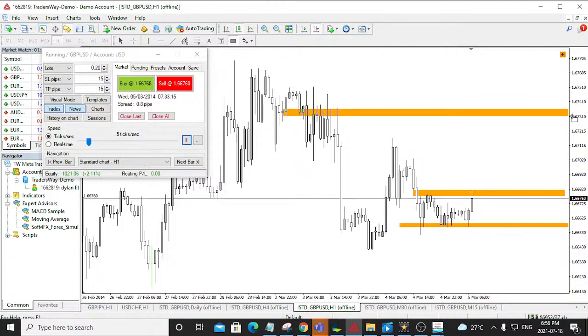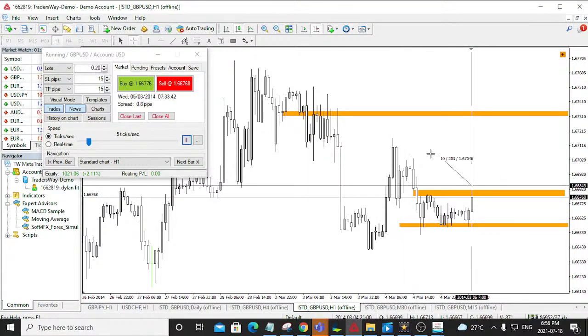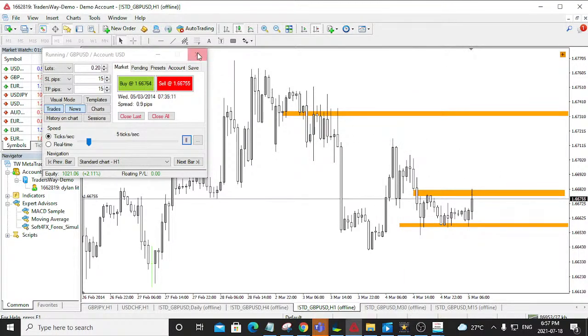I can see that price wants to get to this area, but now we have this barrier that we have to get through. Very tricky.